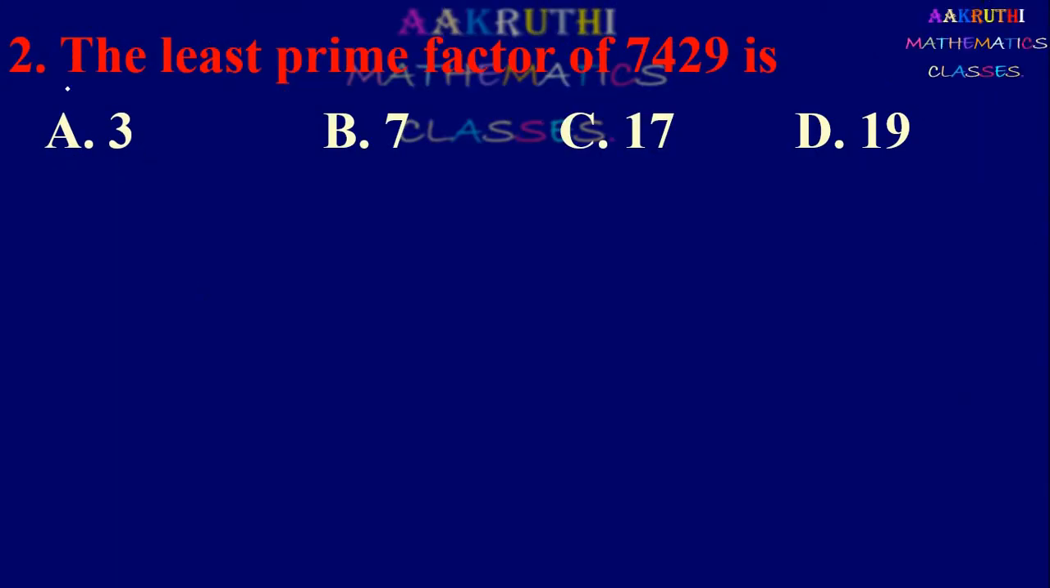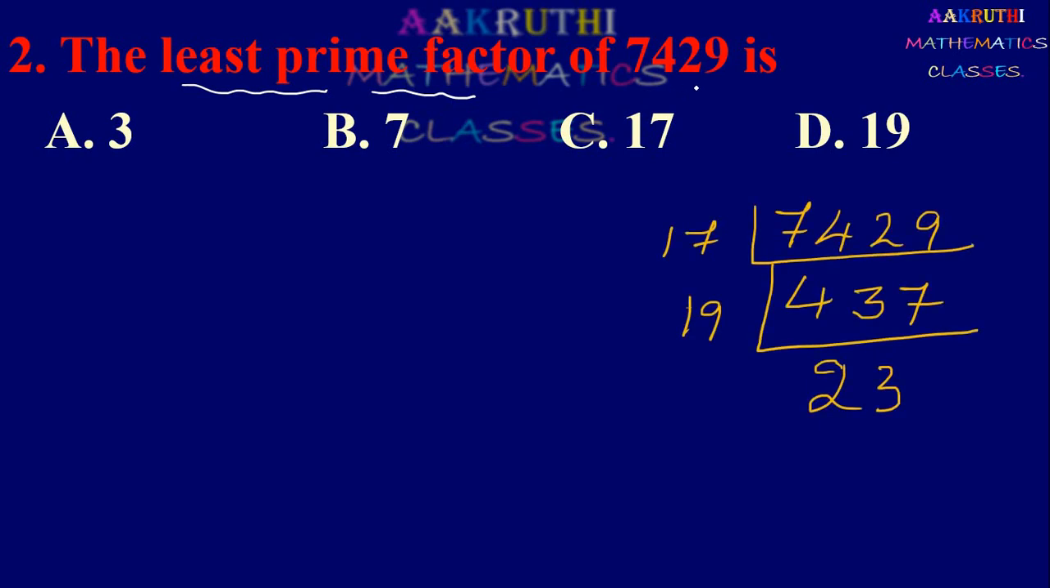Next, question number 2. The least prime factor of 7429 is. Here you have to find the least prime factor of 7429. We divide it by 17. The first prime number which divides 7429 is 17. When we divide by 17, we get 437. Again 437 is divisible by 19, so then we get 23.